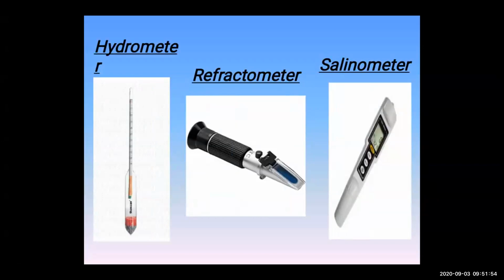Next we are going to see the instruments which are used to measure the salinity of seawater. First is the hydrometer, then the refractometer, and the salometer. These are the three instruments which are used to measure the salinity of seawater.